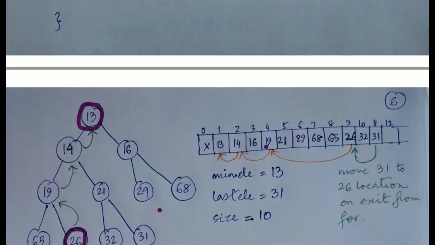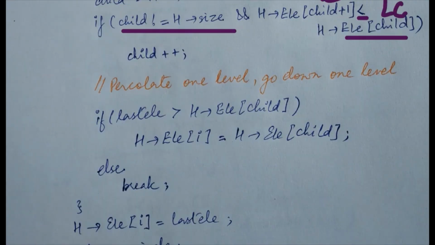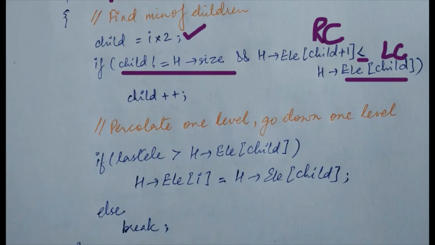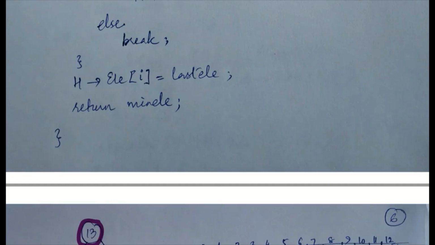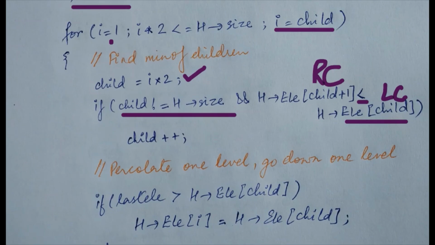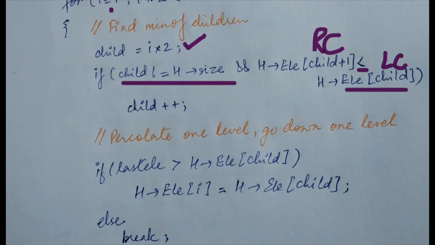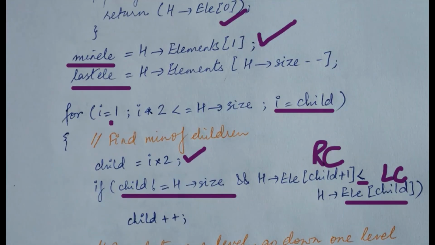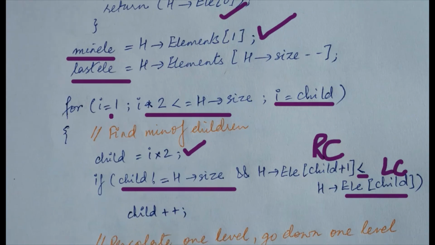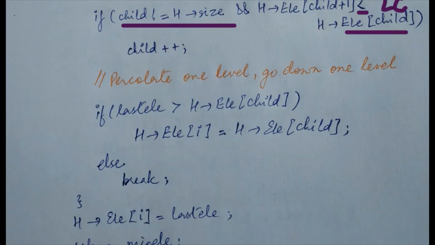So now after this, if your child was, what's the value? The value was 9. If you do 2 into 9, you go to 18. There is no 18 because the size of your heap is currently 10. So this condition becomes false and you come out of the loop.